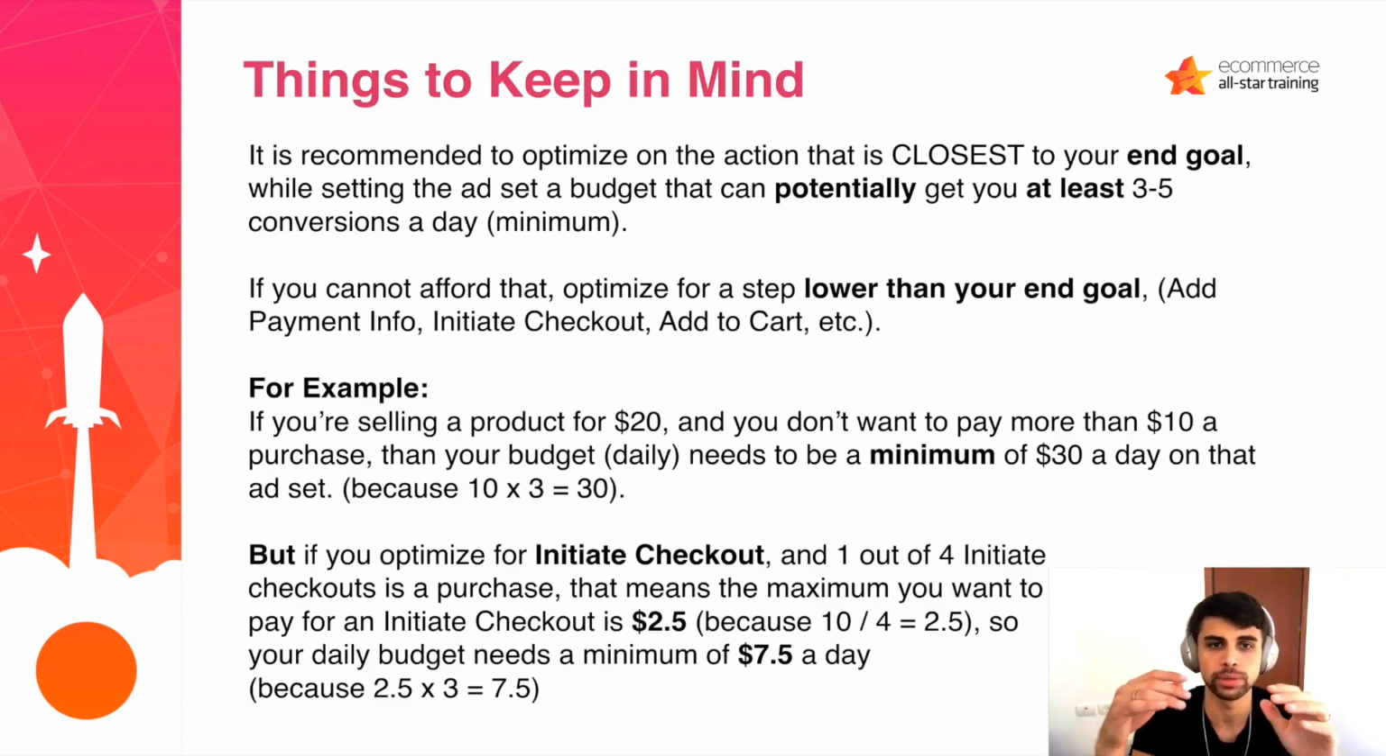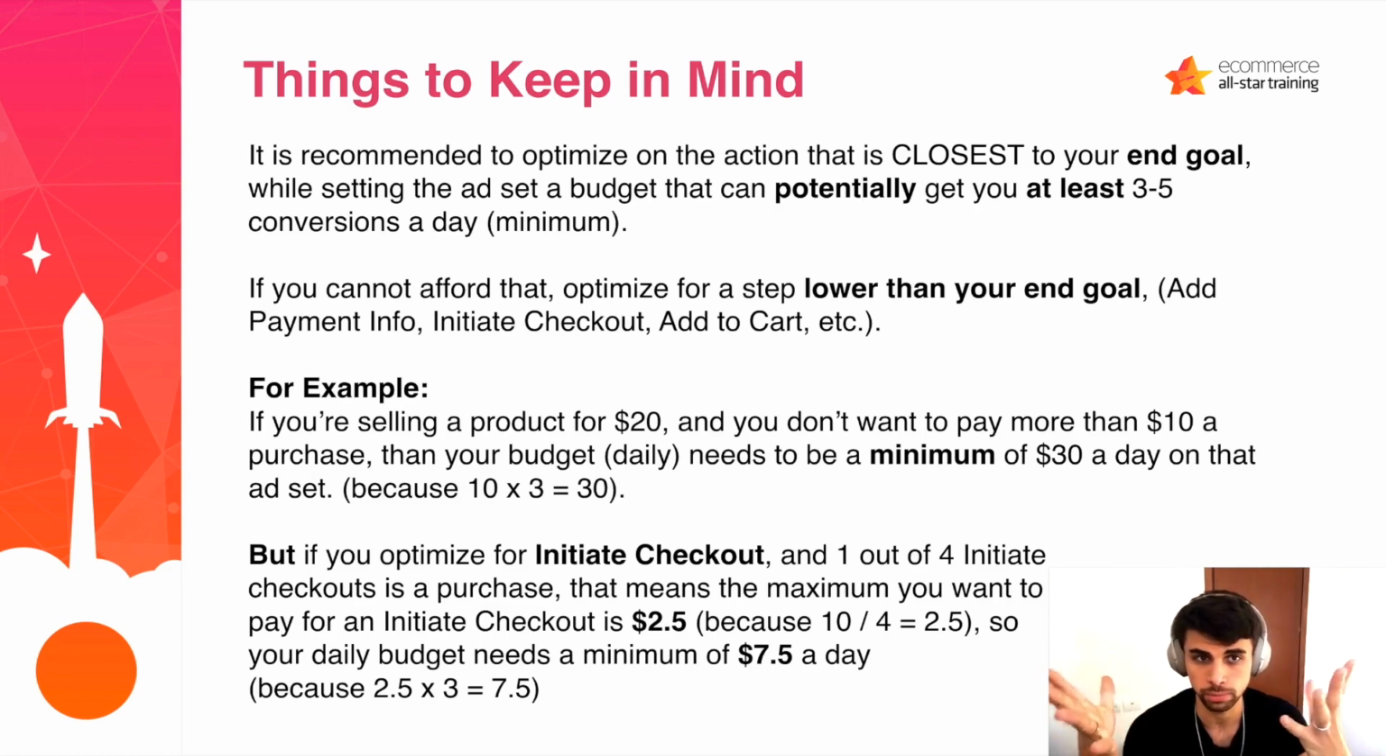So it's recommended that you optimize on the action that is closest to your end goal, okay? This is pretty obvious for most of you, because you want to optimize for whatever is closest to the end goal, meaning purchase. But you want to make sure that you set the ad set budget high enough that it could potentially get you at least 3 to 5 conversions a day on the conversion that you're optimizing for. Now that's a minimum, okay?